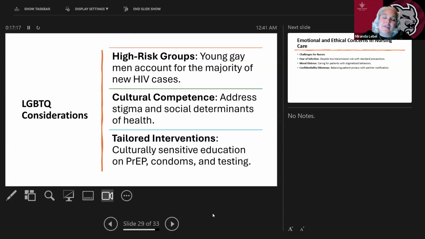LGBTQ, I should have added more letters. It's LGBTQIA plus now, I believe. Considerations: so these are high risk groups. Young gay men account for the majority of HIV cases. Cultural competence, address the stigma and social determinants of health. Social determinants of health are so important with fixing healthcare, so please pay attention to those. And then tailored interventions, culturally sensitive education on PrEP, condoms, and testing.